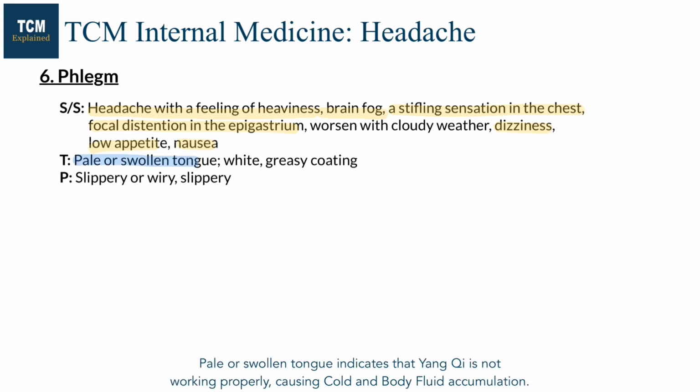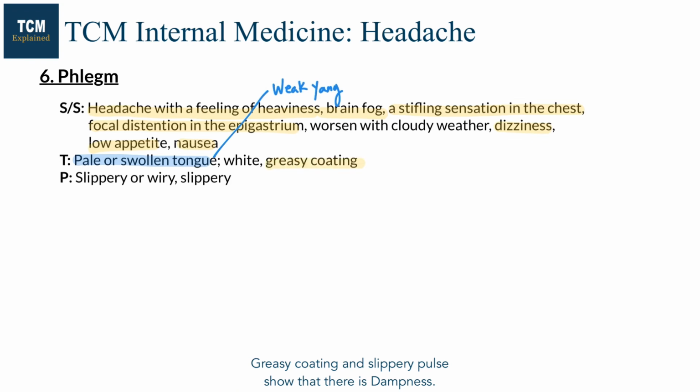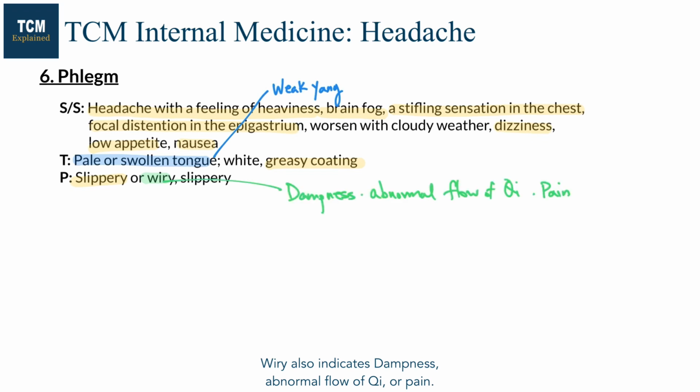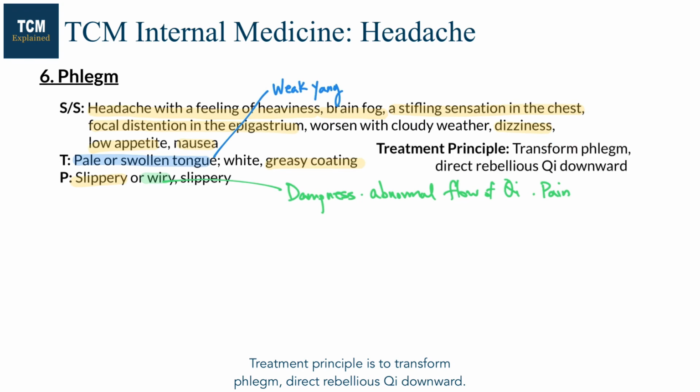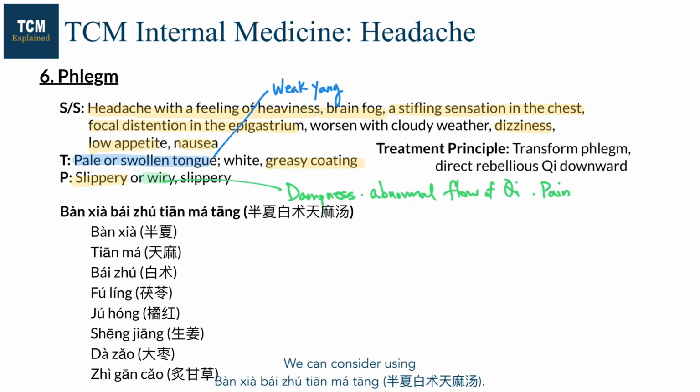Pale or swollen tongue indicates that yang qi is not working properly, causing cold and body fluid accumulation. Greasy coating and slippery pulse show that there is dampness. Wiry also indicates dampness, abnormal flow of qi, or pain. Treatment principle is to transform phlegm, direct rebellious qi downward. We can consider using 半夏白术天麻汤.